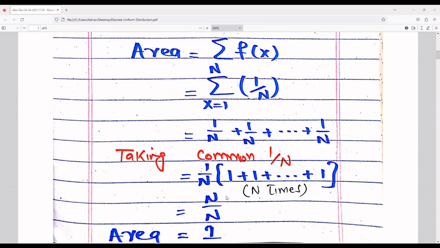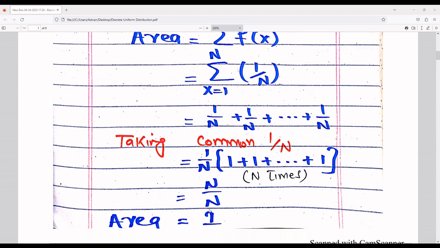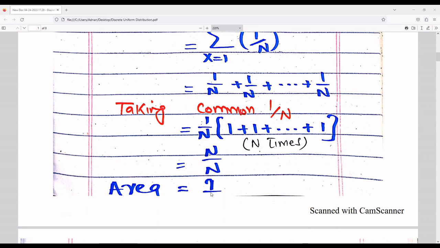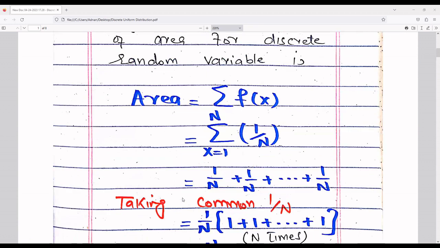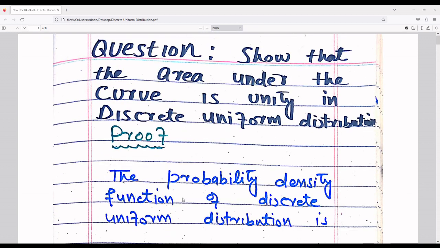The capital N in the numerator and denominator cancel out, and we are left with 1. So we proved that the area under the discrete uniform distribution is 1, meaning unity.